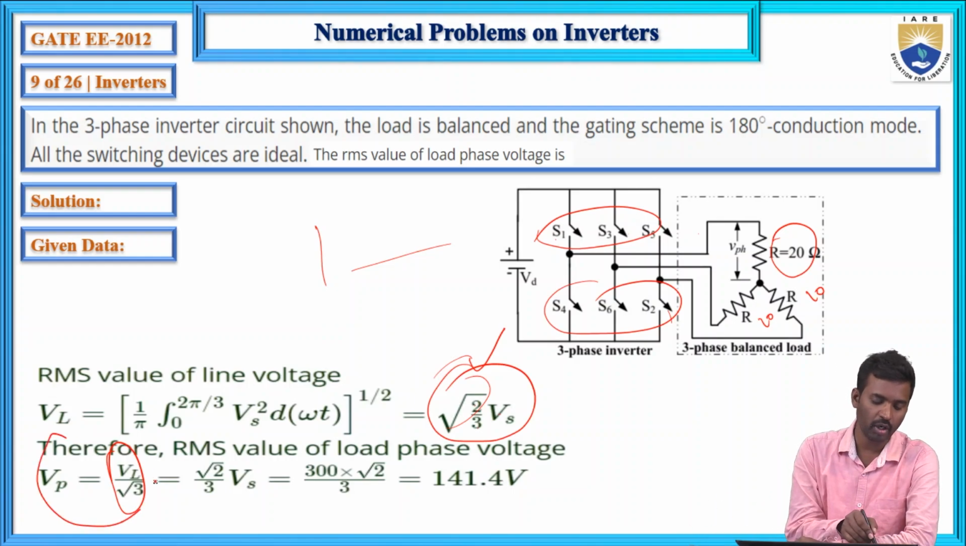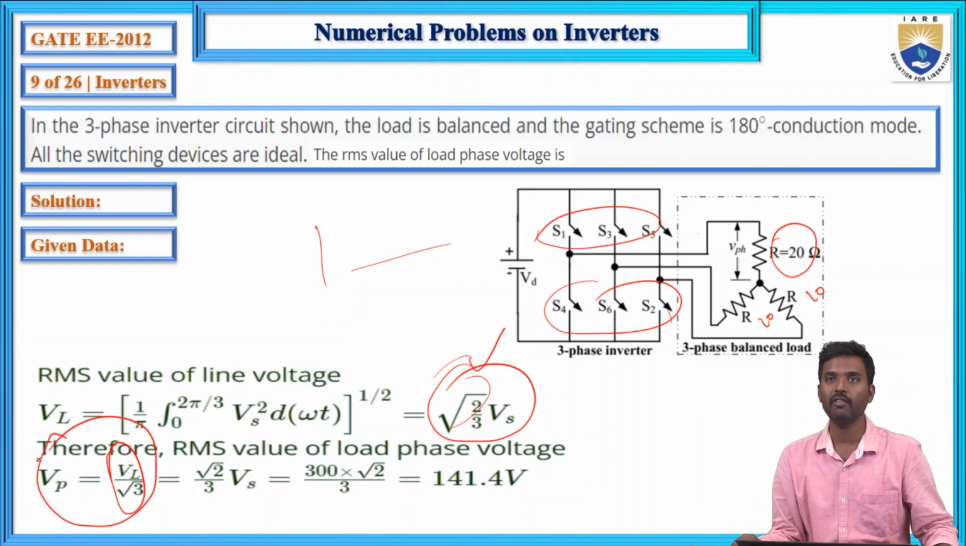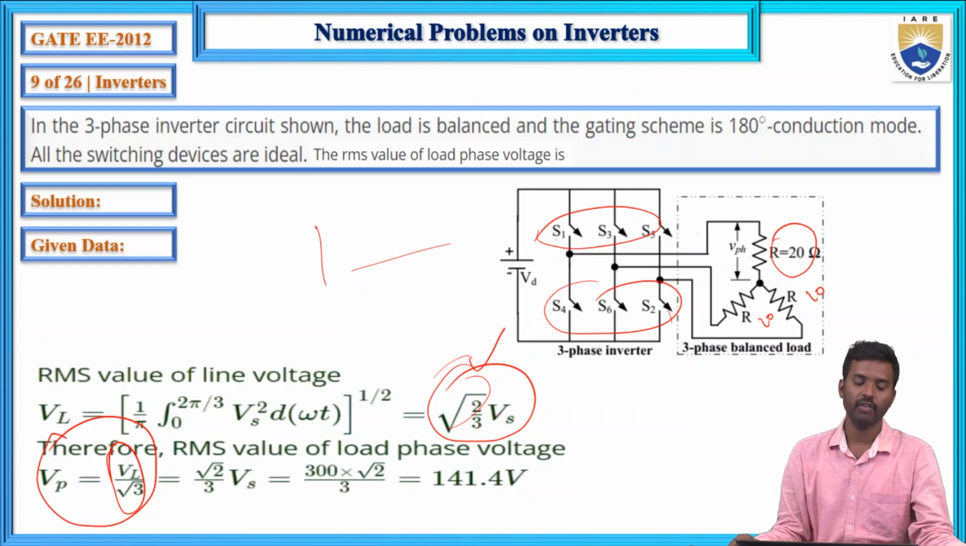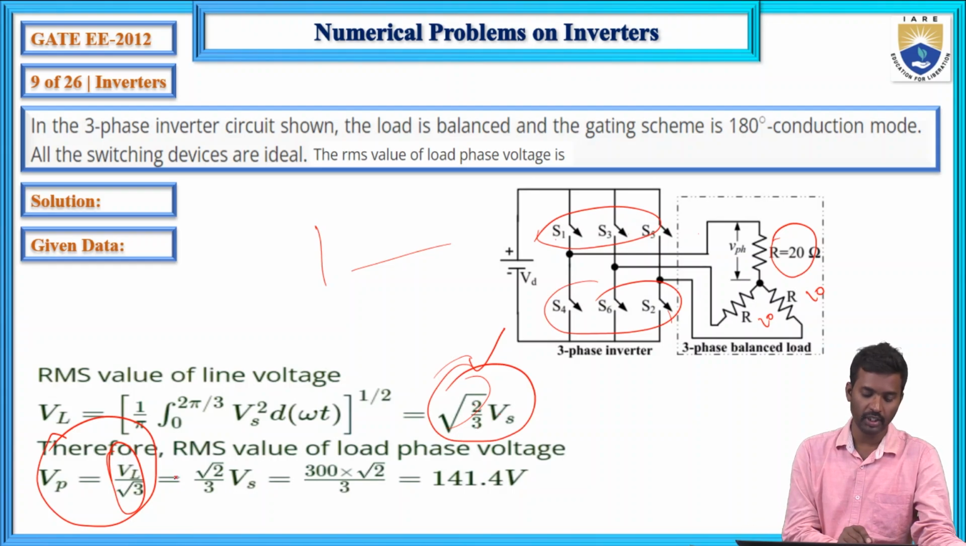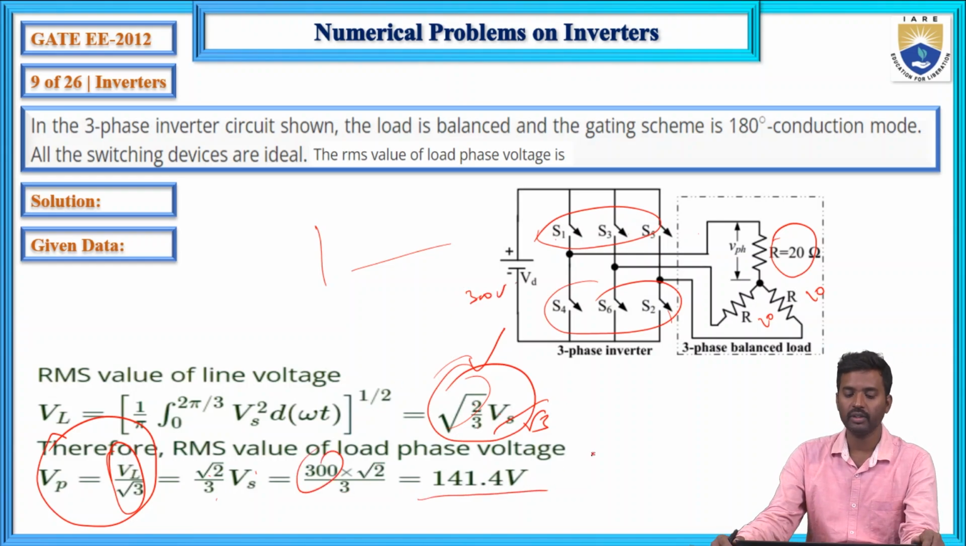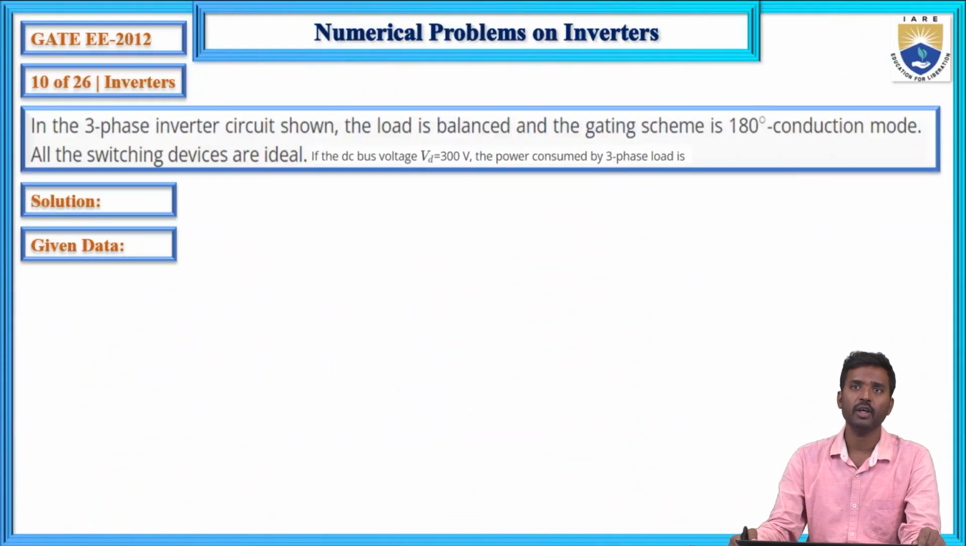We know this formula very well: phase voltage always equals line voltage by root 3. We have already studied this in three-phase circuits. So root 2 by root 3 Vs divided by root 3 gives root 2 by 3 Vs. Now here the Vs value is 300 volts. So root 2 by 3 times 300 equals 141.4 volts.